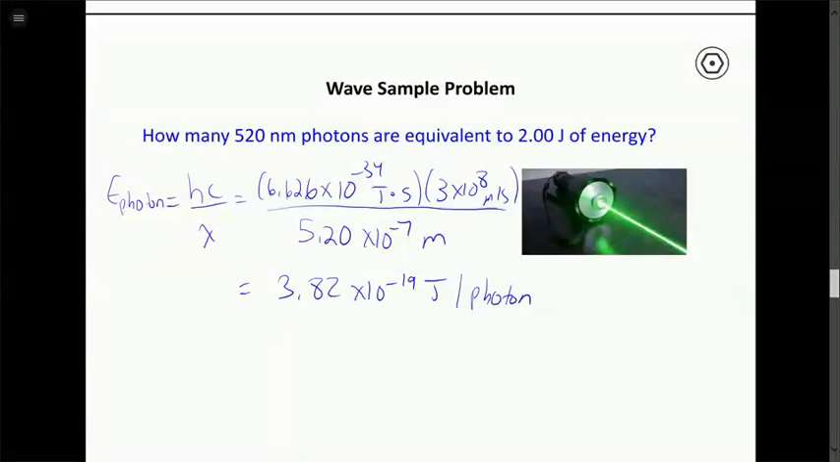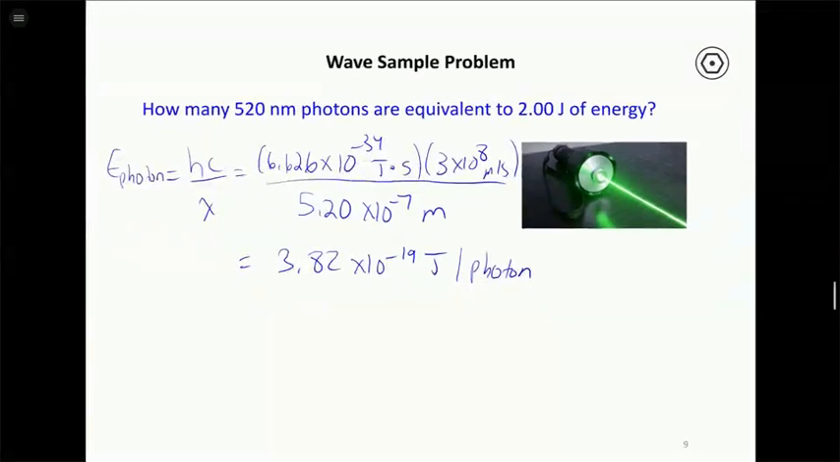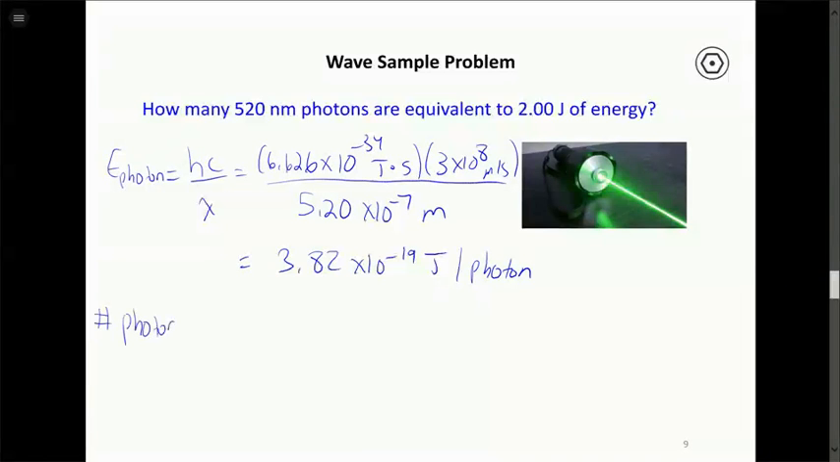And we want to know how many photons are in a beam of light that has a total energy of 2 joules, or that strikes the surface and imparts a total of 2 joules of energy on that surface. So here we can just use a simple conversion factor. If this is the energy in 1 photon, how many photons are in 2 joules?